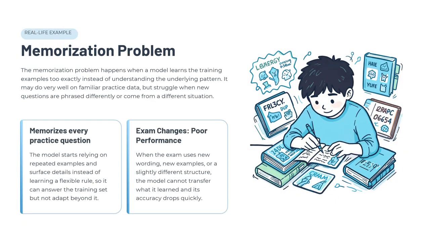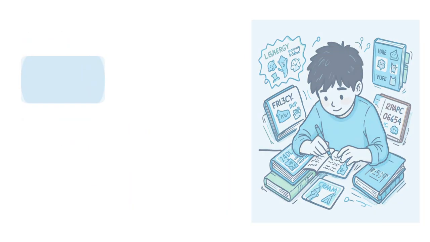Imagine a student memorizes hundreds of previous year exam questions. They know every answer perfectly, but when a new question appears, they don't know how to solve it. The student memorized instead of learning. A machine learning model can make the same mistake. When it memorizes the training data, it becomes too dependent on it and fails to generalize. This often leads to overfitting.